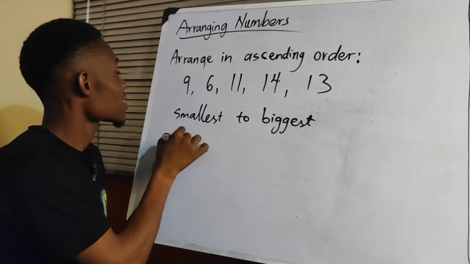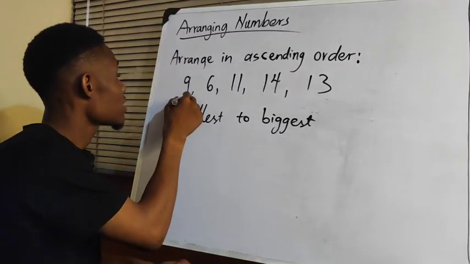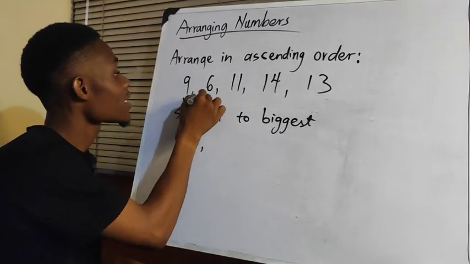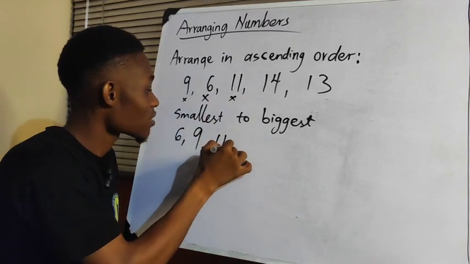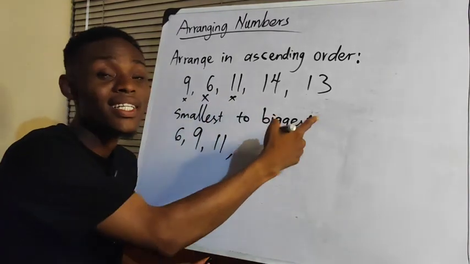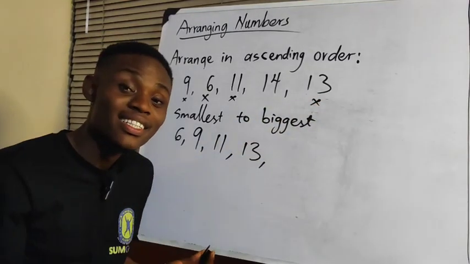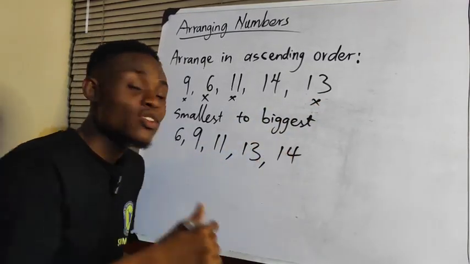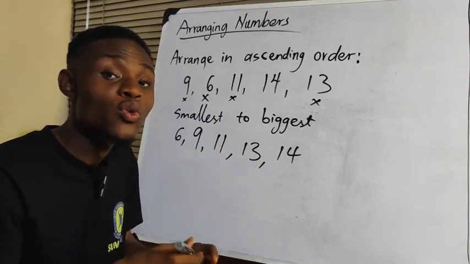The first one we have is 6. After 6, who comes next? 9. So I'm going to take 9. After 9, who should come next? That's 11, correct. After 11, who comes next? Is it 14 or 13? That should be 13. Good job. And after 13 is what? 14.